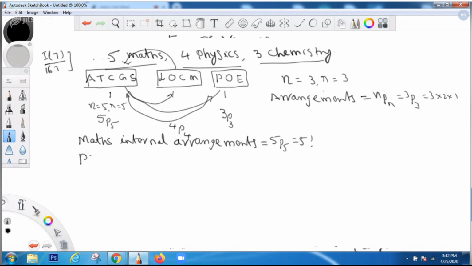Physics internal arrangements is equal to 4P4, which is equal to 4 factorial. Chemistry internal arrangements is equal to 3P3, which is equal to 3 factorial.